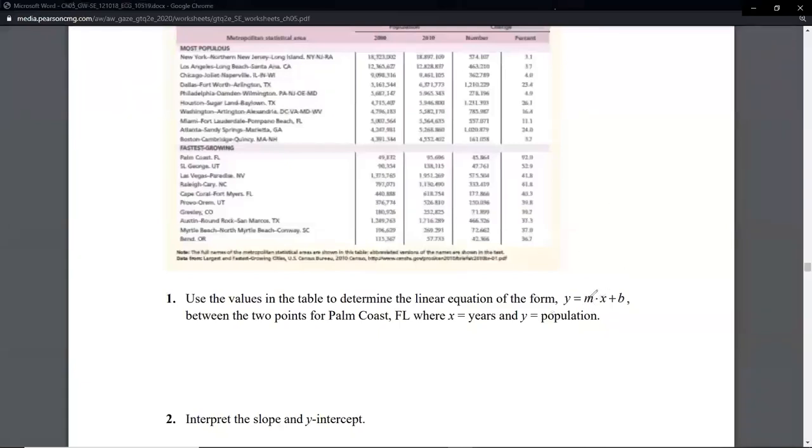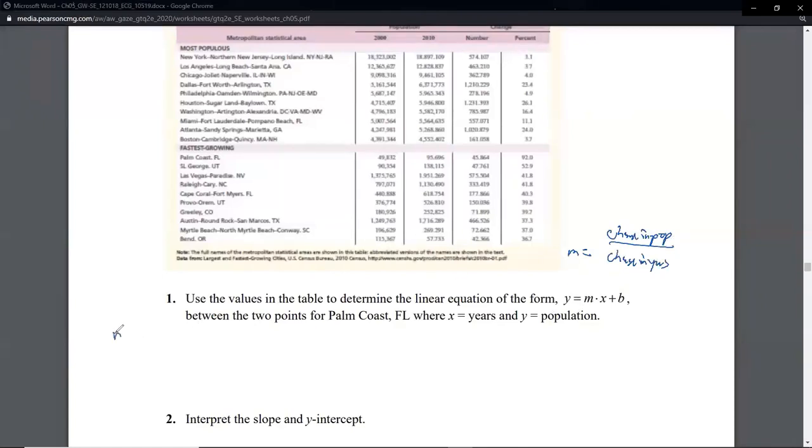But to calculate the m, we need to know the slope. The slope is the rate of change. It's the change in the y values, which is the population, over the change in the x values, which is the years. So our slope will be the change in pop, new minus old, over the change in years, new minus old.